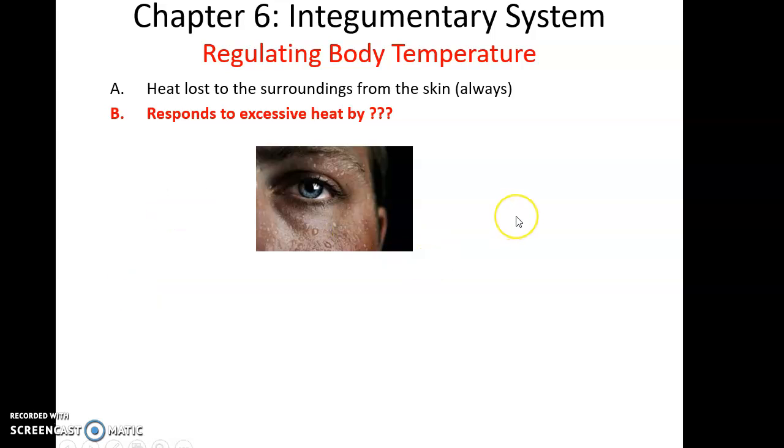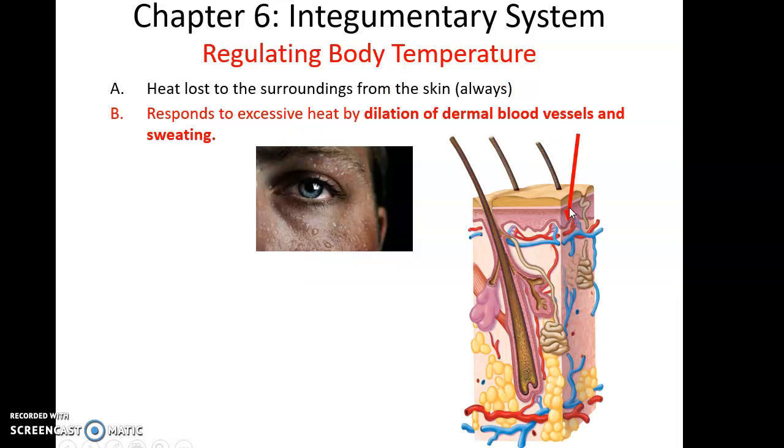All right, well, how do we respond if our body gets too hot? If temperature is too high, one thing that happens is dilation of dermal blood vessels. So the blood vessels in the dermis will dilate, will get wider. That will increase blood flow to the skin, and that will then carry more heat to the surface of the skin that then can be lost through the skin.